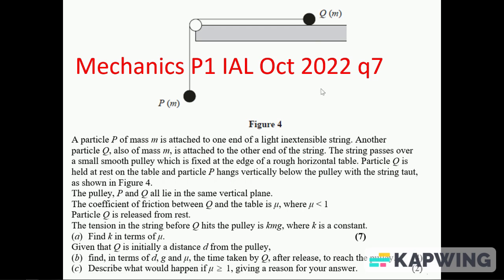And all lie in the same vertical plane. That means it's just still going straight down. It's not off to one side. So the forces are all either vertical or horizontal.